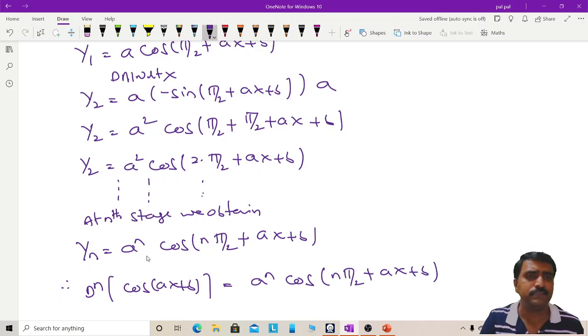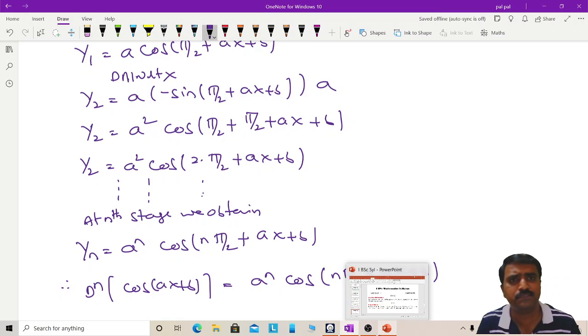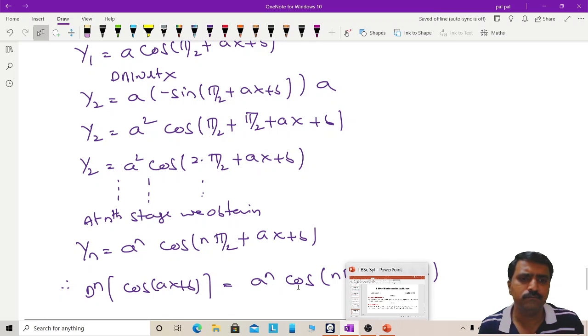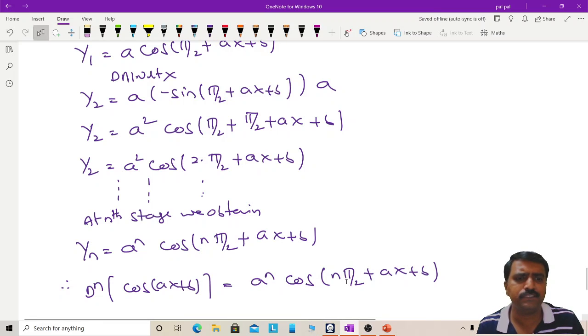You should remember this result. It is important for solving some standard problems. So this is the nth derivative of some standard functions. In the next session, I will discuss some more problems on nth differentiation. Okay, I want to stop this.